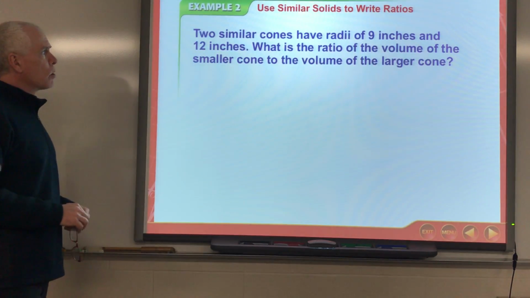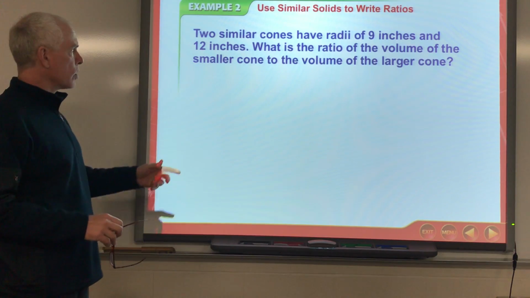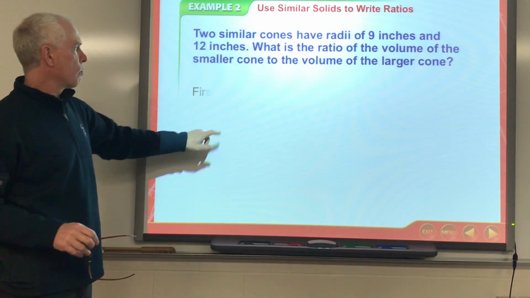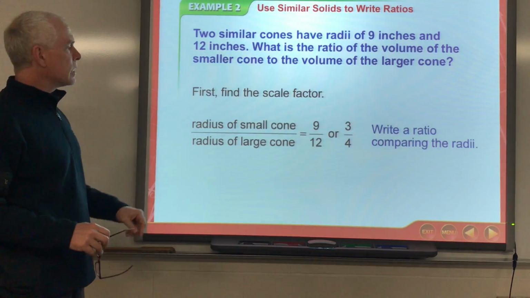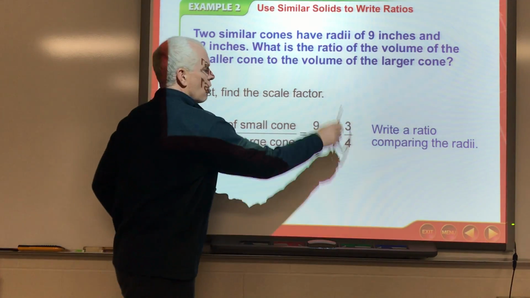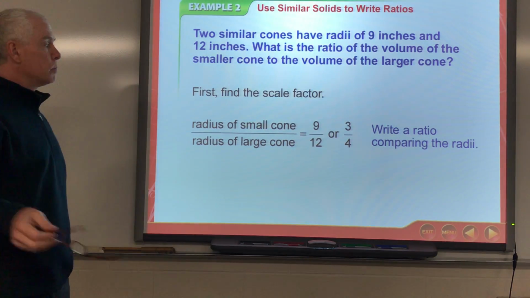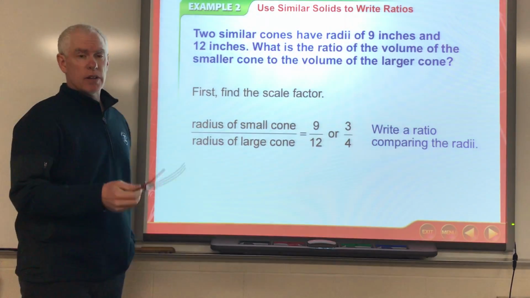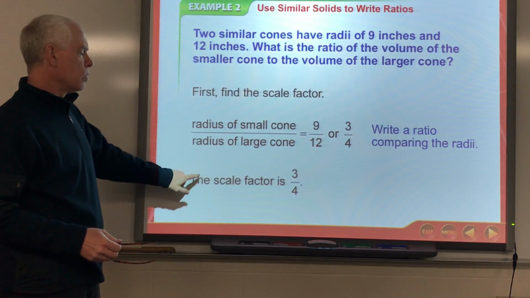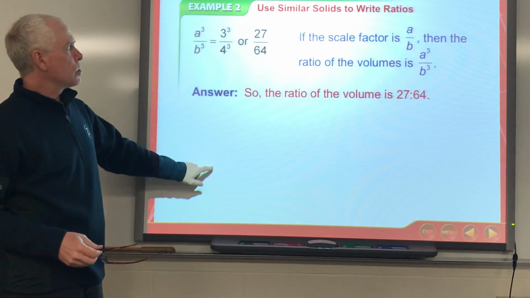So two similar cones have radii of 9 and 12 inches. What is the ratio of the volumes? So that's your scale factor, 9 over 12. Okay, and I can simplify that. You always want to simplify it. It's going to make your life easier. So this is A over B. We said the ratio of the volumes was A cubed over B cubed. Well, 3 cubed is 27 and 4 cubed is 64, so 27 over 64 is going to be that ratio, okay?